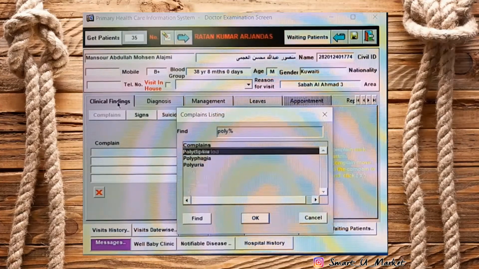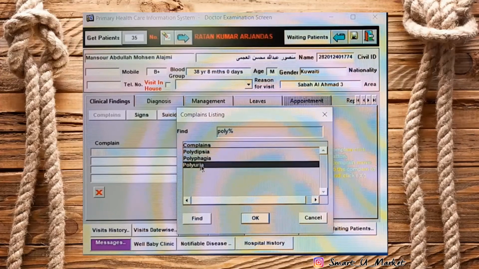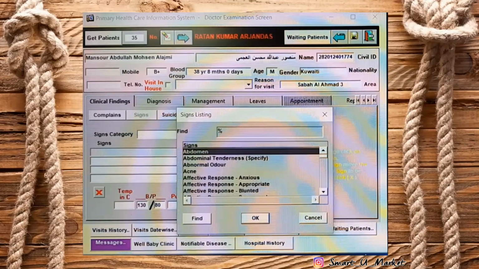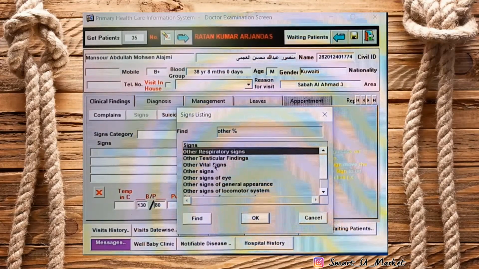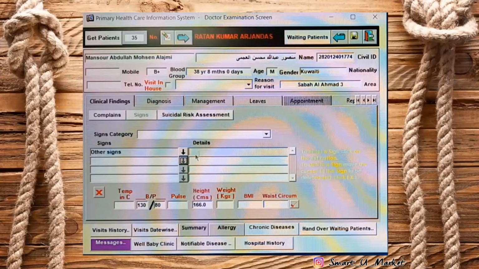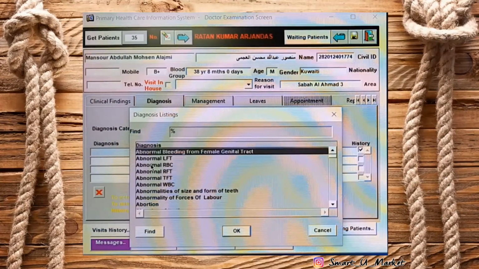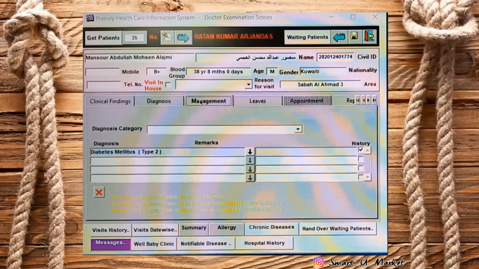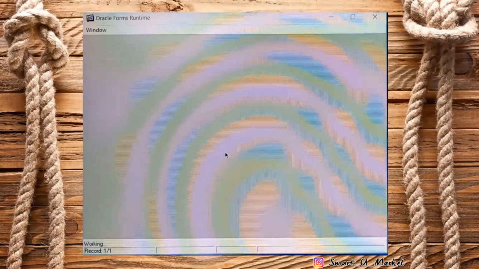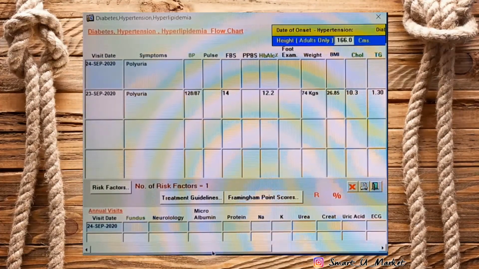So what complaint have I written here? The polyuria, and I took the blood pressure of this patient and everything. After that I wrote the other signs, like the patient's blood sugar was this and that, and the patient was labeled as diabetic. Then we have to go to the management plan. When you press management, you will find this column. It's a data flow chart. When you look here, it's a diabetes, hypertension, hyperlipidemia flow chart.